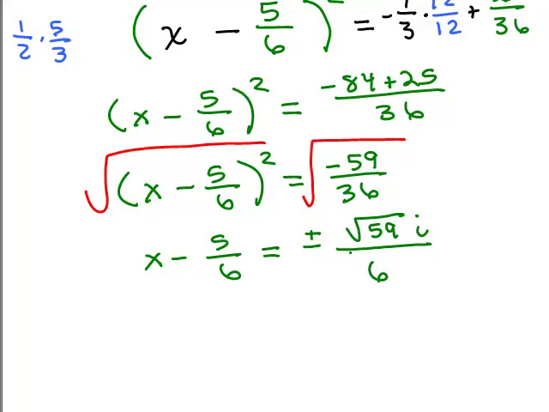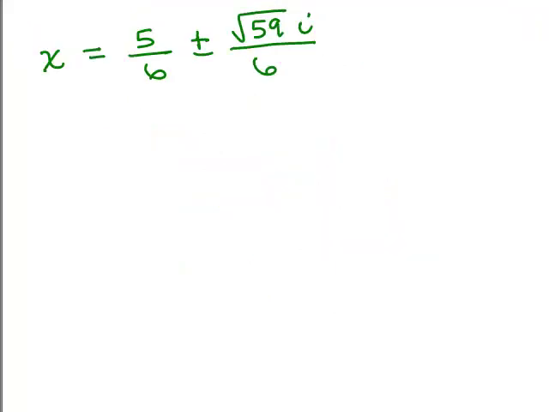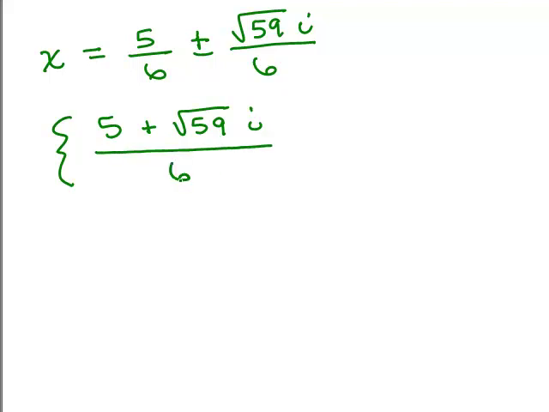But before splitting it up into 2 separate equations, I'm just going to add 5/6 to both sides. So I get x equals 5/6 plus or minus the square root of 59 i over 6. All right, so this gives you 2 solutions. We have (5 plus the square root of 59) i. Now make sure you don't put the i under the square root. Some people put the i in front of the square root, which is also fine, all over 6.